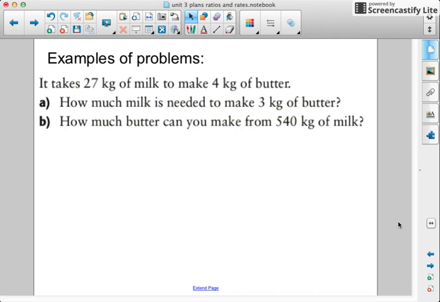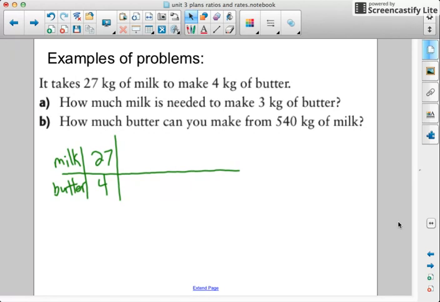Okay, here's another example. It takes 27 kilograms of milk to make 4 kilograms of butter. How much milk is needed to make 3 kilograms of butter? So let's set up a ratio table here. Let's put our milk, our butter. So 27 kilograms of milk to make 4 kilograms of butter. The question is, how much milk is needed to make 3 kilograms of butter?